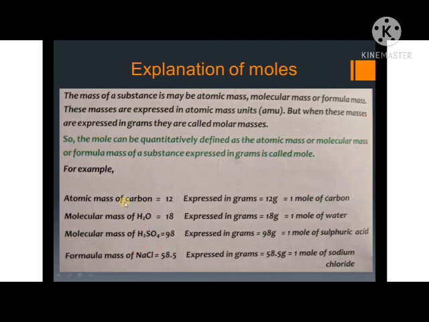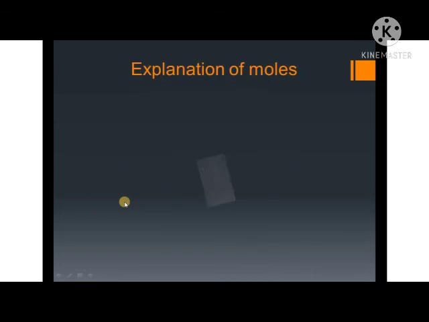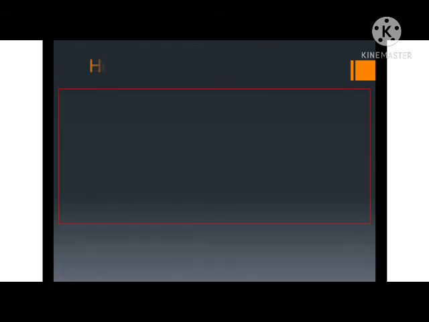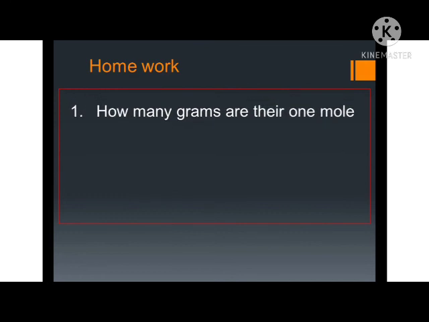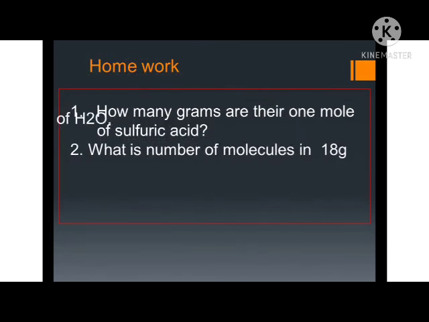This is a short homework for students. How many grams are there in 1 mole of sulfuric acid? What is the number of molecules in 18 gram of H2O? You have to find out the grams of sulfuric acid. First of all, you have to find the formula of sulfuric acid, and then replace AMU by gram, and that will be the answer to this question.